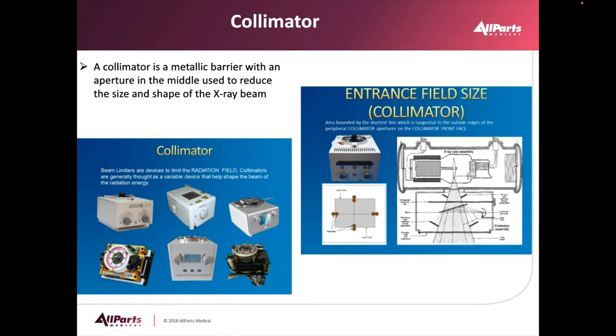There are also diaphragm types where it's round. We can squeeze those down to a certain size. But how we know what size of X-ray we have is done by the calibration of a field light to X-ray field. This way we know that we see the light on the surface, that is where our X-ray beam is.